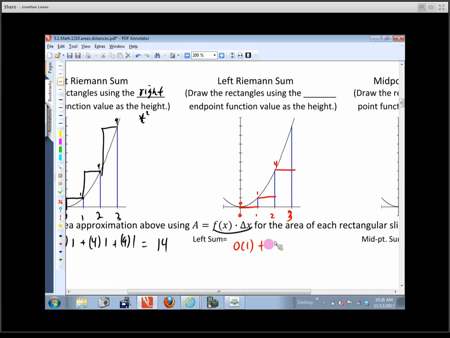On the second one, it would be 1 times 1. And on the last one, it's going to be 4 times 1. And then I add those up, and what's my left Riemann sum? That's going to be 5. Okay?